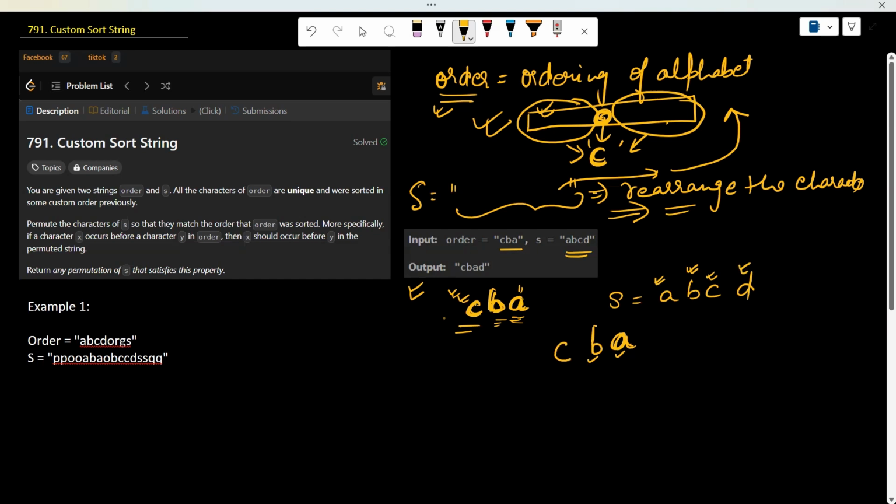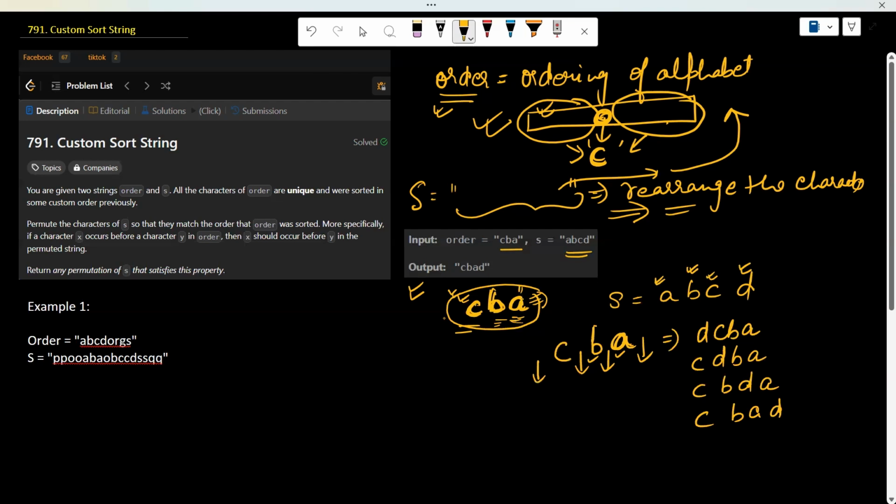Now if we see D, D is not present in the ordering string. That means D can be placed anywhere. Anywhere means it can be placed here, as well as here, as well as here, as well as here. That means the resulting string can be DCBA, CDBA, CBDA, and CBAD. All are acceptable, all are correct.